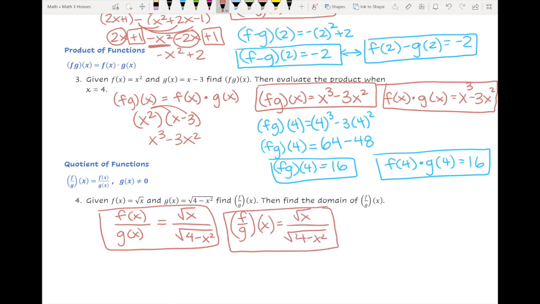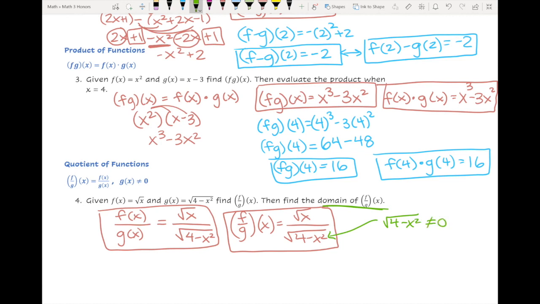All right, and then it says find the domain of f over g of x. All the x values that I could possibly have. I don't want to divide by 0. I also need to avoid taking the square root of a negative number. So as far as my domain, all the x values that I have, first things first, what would make my denominator 0? So let's look at the square root of 4 minus x squared.